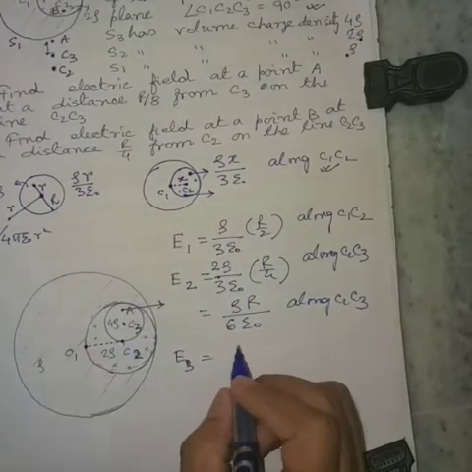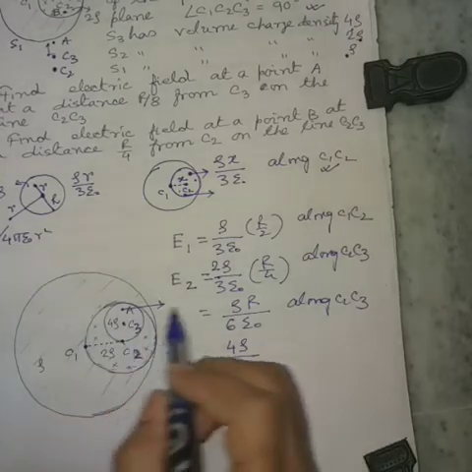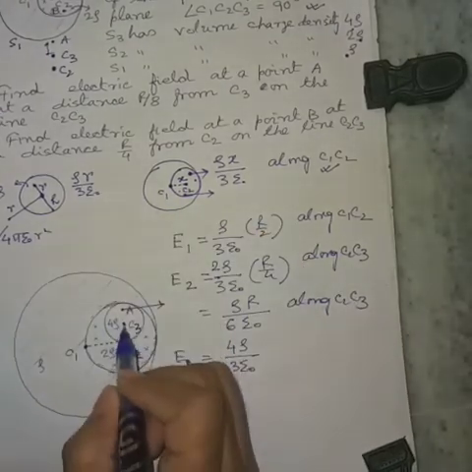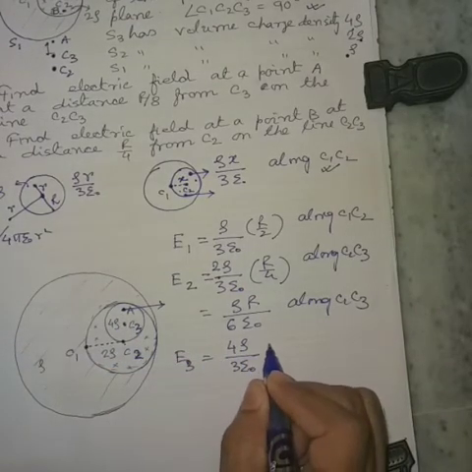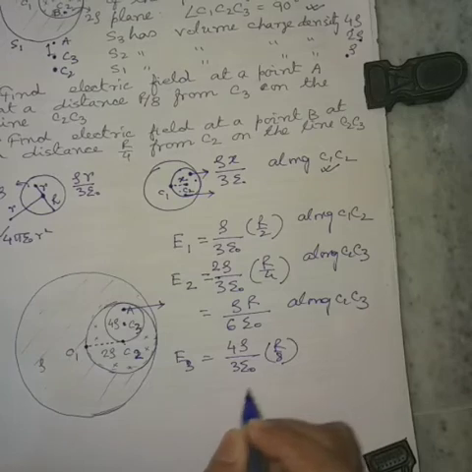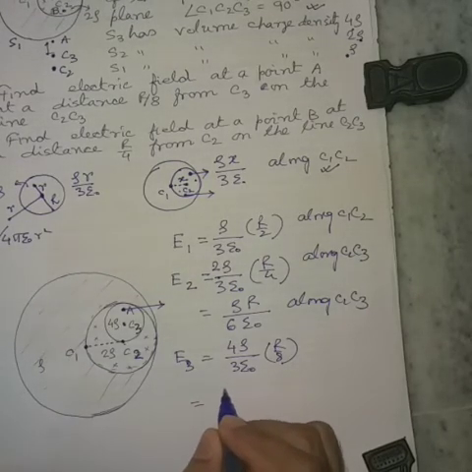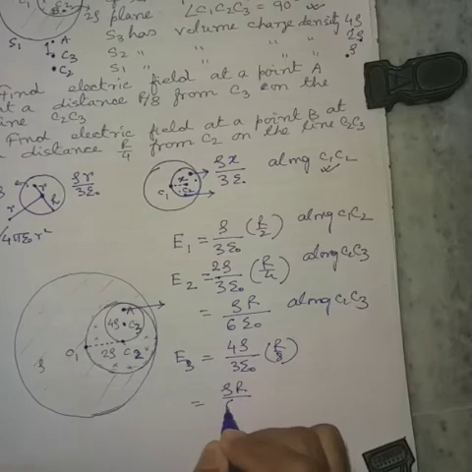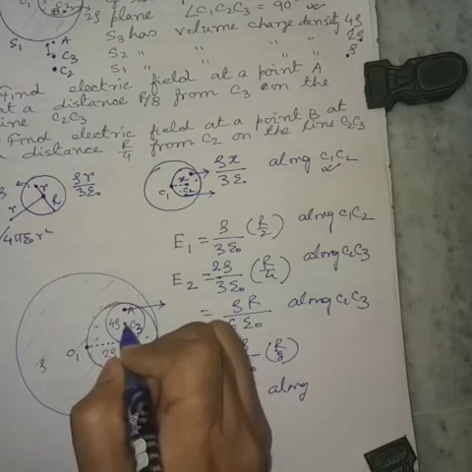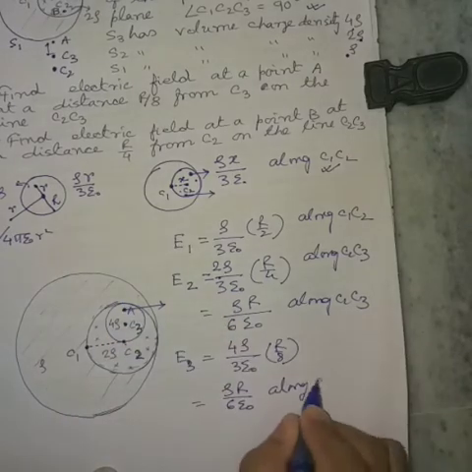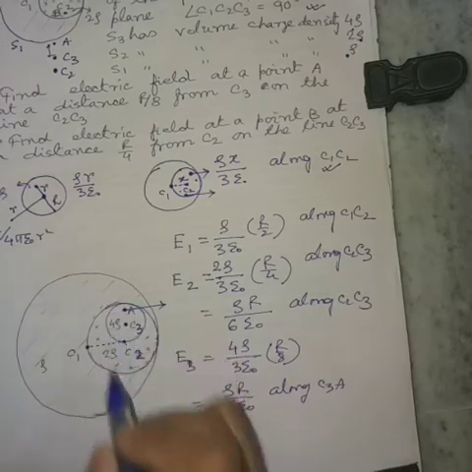So volume charge density is 4 rho here, 4 rho by 3 epsilon naught, and the distance from this center to this point is r by 8 according to the question. So this is r by 8. This will be rho r by 6 epsilon naught, and this will be along C3A, that is from the center towards the point.